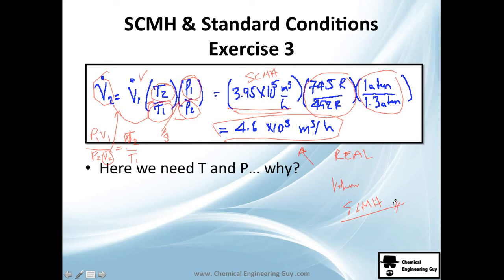So yeah, I ask you again, why do we need temperature and pressure here? Because we need to make it real, and we need the temperature and pressure that the real gas is having right now.